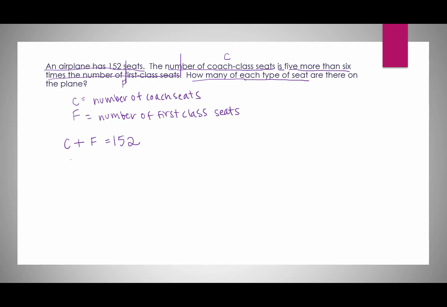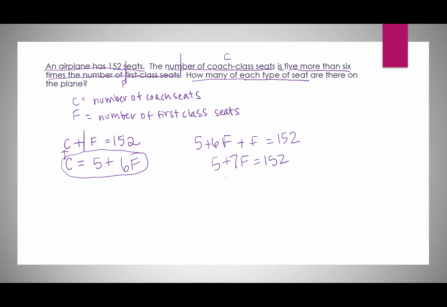Let's see if I can translate that. The number of coach class seats is 5 more than 6 times the number of first class seats. I think that looks good. Let's solve this system. This is solved for C. So let's plug my second equation into my first equation. 5 plus 6F plus F equals 152, or 5 plus 7F is 152. And we can solve this easily enough for F.